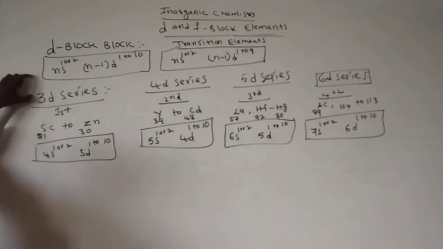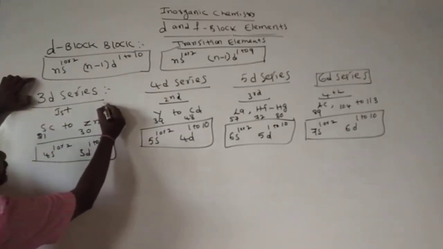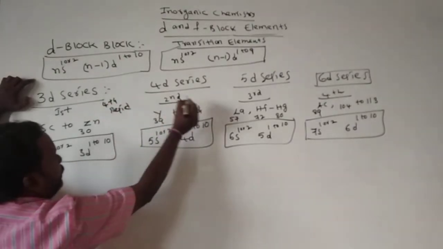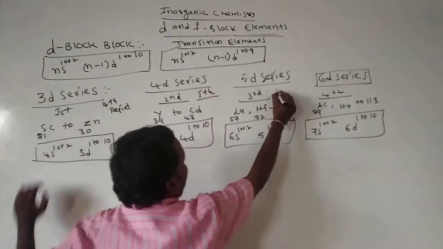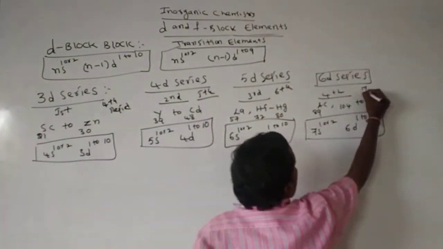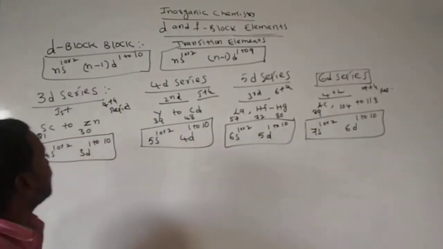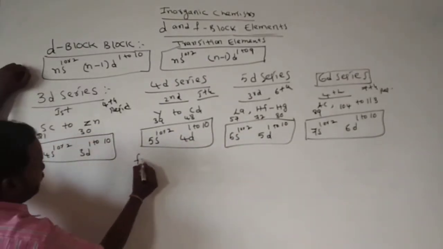The 3D series belongs to the fourth period. This one is the fifth period. This one is the sixth period. This one belongs to the seventh period. And in continuation, we see the F block elements.